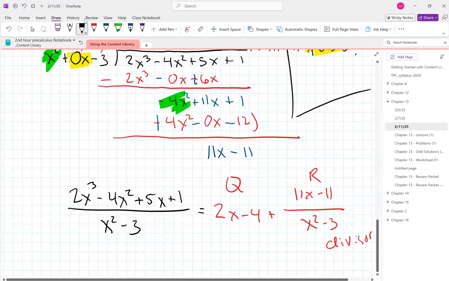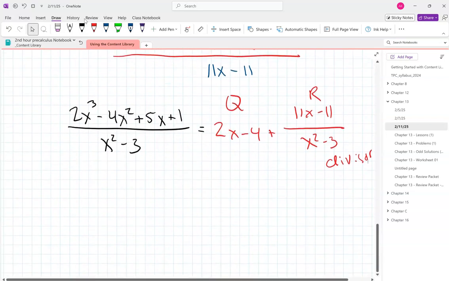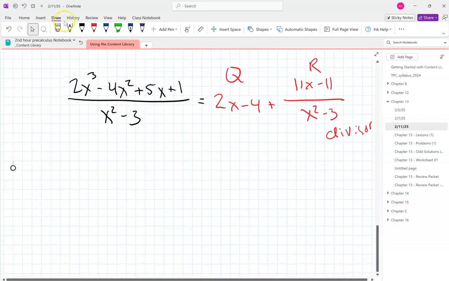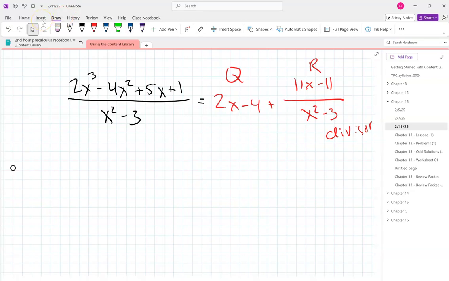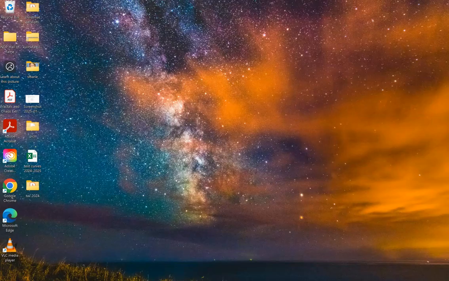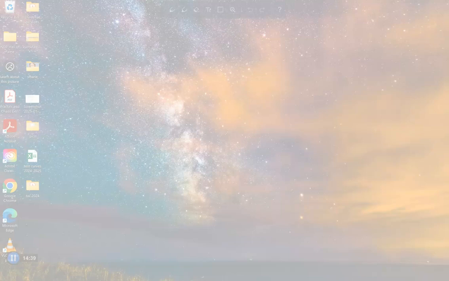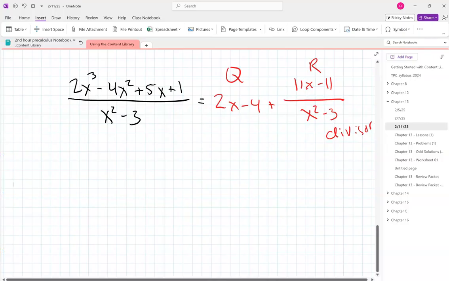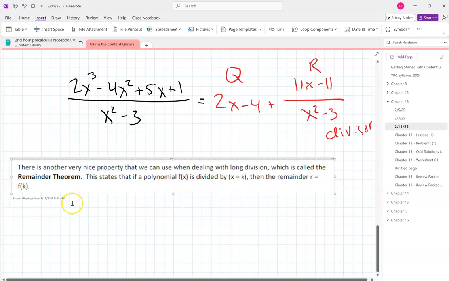Do you guys remember doing this last year in Algebra 2? Maybe you do, maybe you didn't. I think you probably did do this. But you probably did more of the other version. What's a nice piece is that there's a theorem that predicts what that remainder is going to be. It's called the remainder theorem.